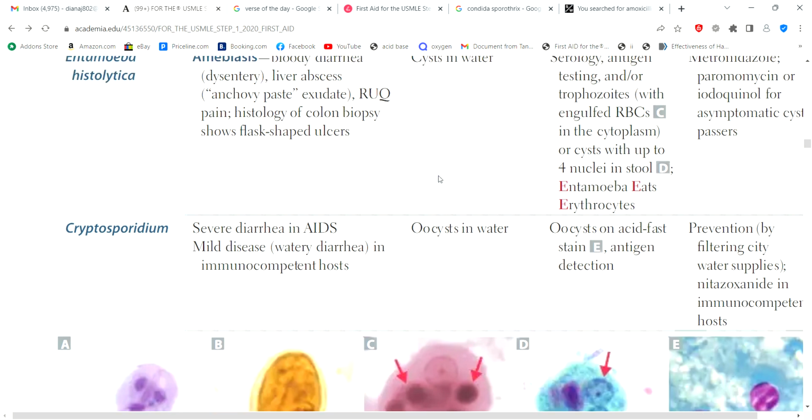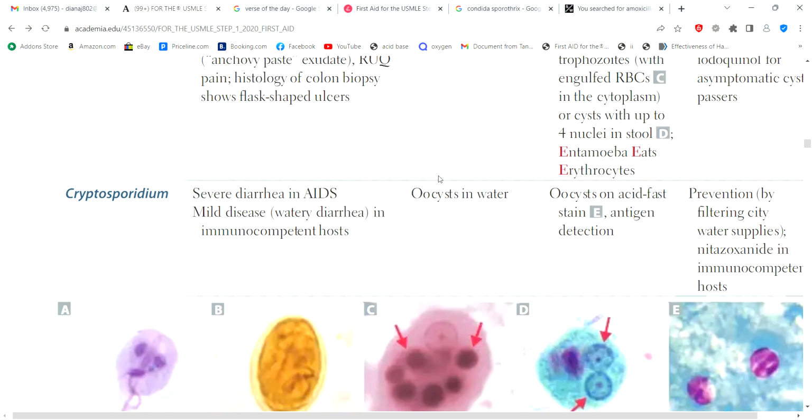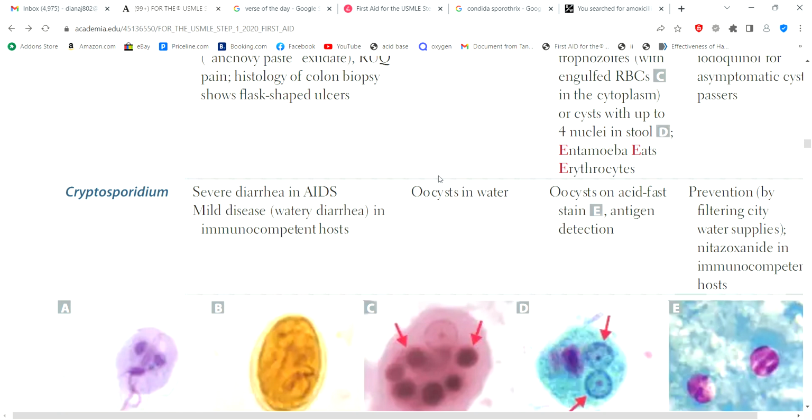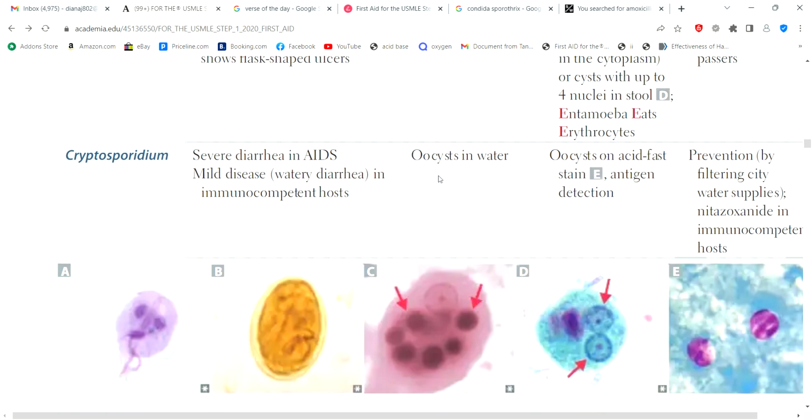You get this by drinking oocysts in the water. The oocysts are acid fast on the stain, and you can also diagnose by antigen detection. So these are Cryptosporidium right here. Oocysts on acid fast stain seen in Cryptosporidium. The cysts are composed of 4 motile sporocytes, and the sporocytes attach to the intestinal wall and cause diarrhea and small intestine damage. And it can also cause colitis.